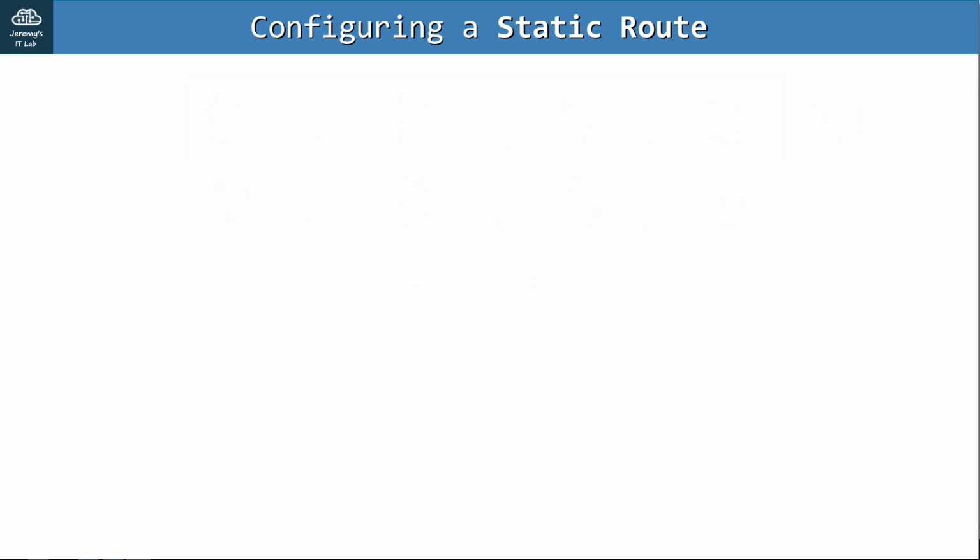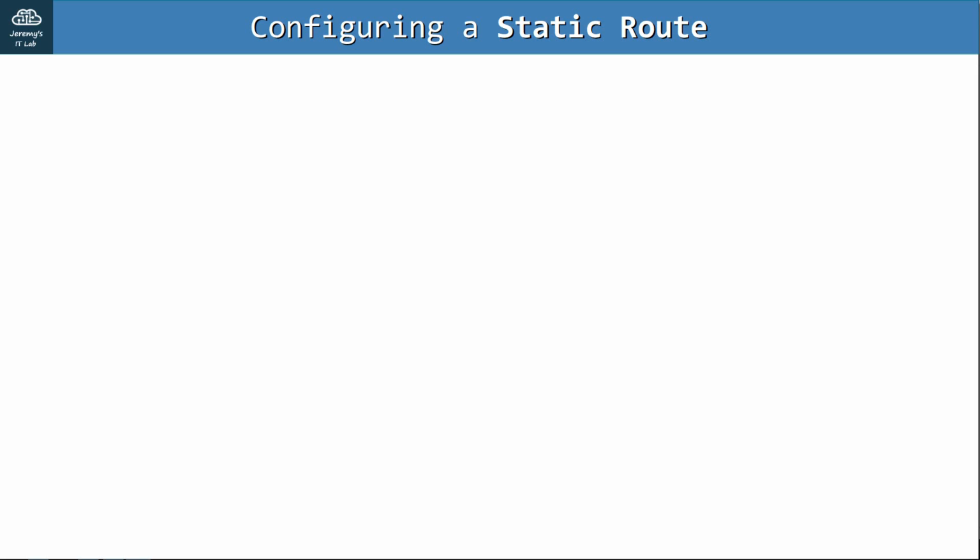So let's get to actually configuring this default route. To do so, we have to learn how to configure a static route. Basically, a static route is a route you manually configure yourself. This is different than the connected and local routes we saw before, which are automatically added to the routing table when we configure an IP address on an interface and enable it.